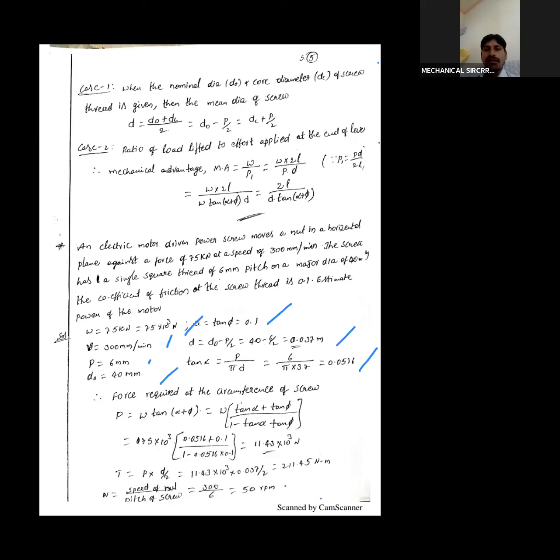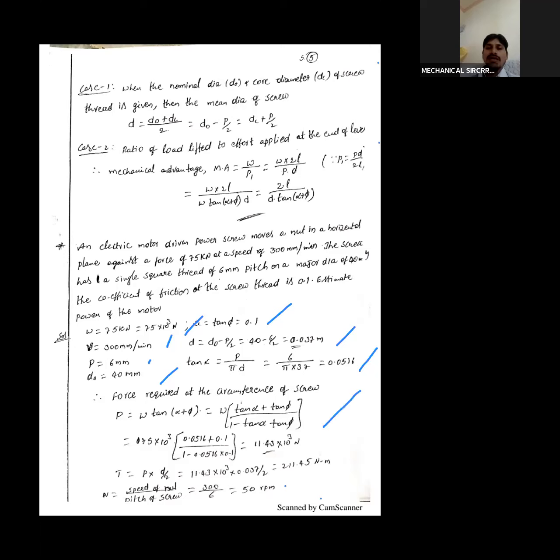Observe that P equals W tan(alpha plus phi). The force formula is already there. So W tan(alpha plus phi), and we can also expand it with the tan(A plus B) formula, which is (tan A plus tan B) divided by (1 minus tan A tan B). They may also write it here.